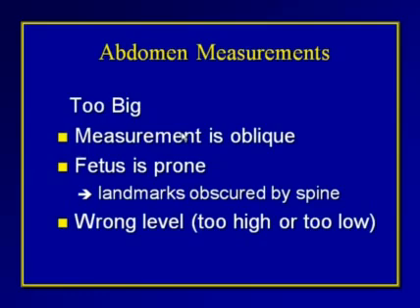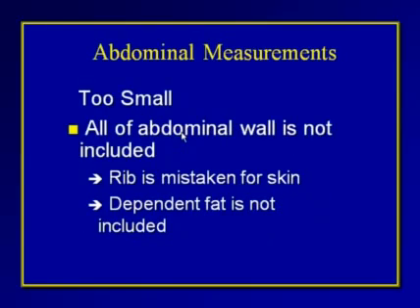If the fetus is prone, that often leads to measurements that are too big. What happens in the prone fetus is that the spine obscures the landmarks and you're typically not at the correct level. When the abdominal measurements are too small, that's usually because the entire abdominal wall is not included. Either the rib is mistaken for the skin and the cursor is placed on the rib, or the imager doesn't realize that there's more dependent fat on the fetal downside.